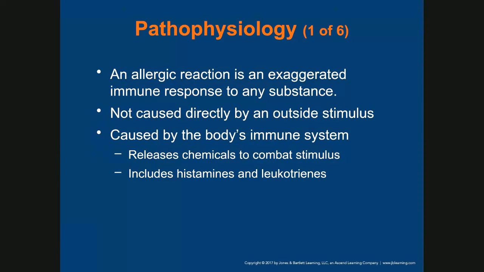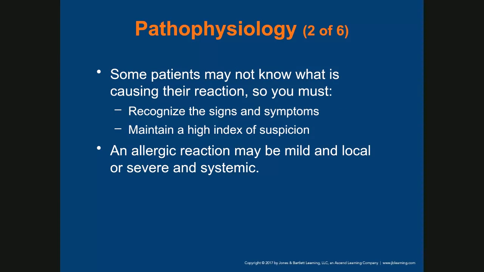These chemicals include histamine and leukotrienes. Right? When these chemicals are produced systemically, it causes issues with the airway, and causes the blood vessels to become too dilated and too permeable. Some patients may not know what is causing their reaction, so you must recognize the signs and symptoms, and you must maintain a high index of suspicion.